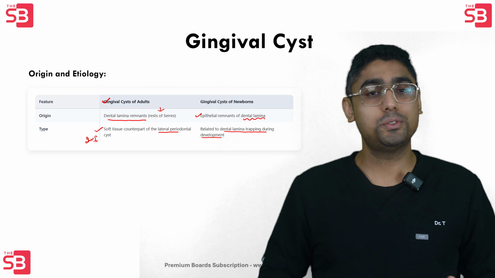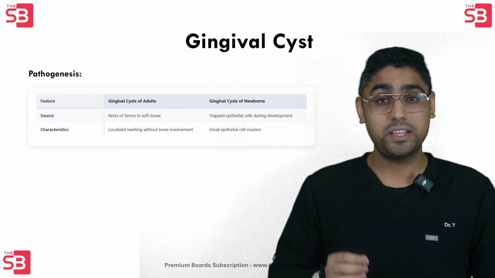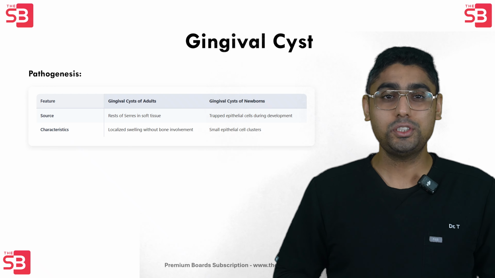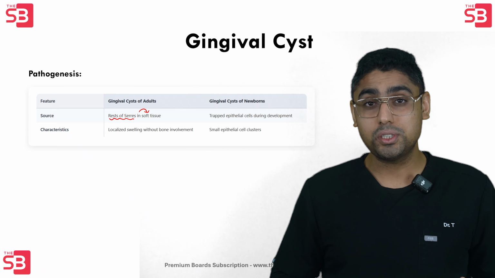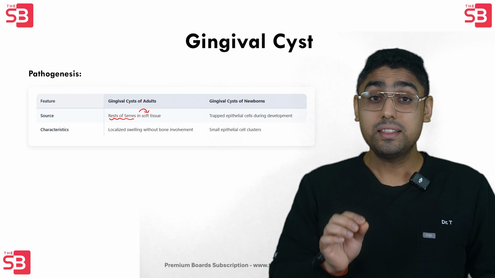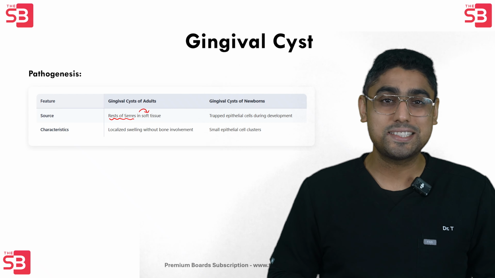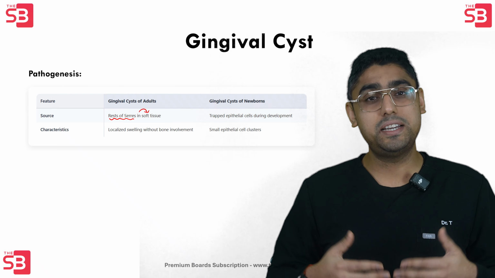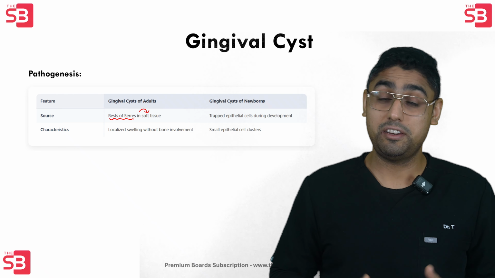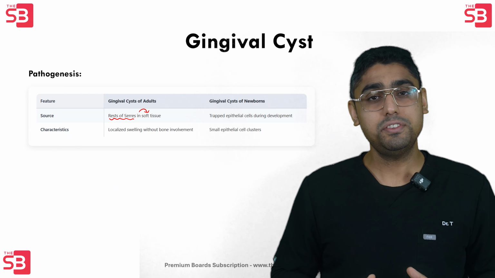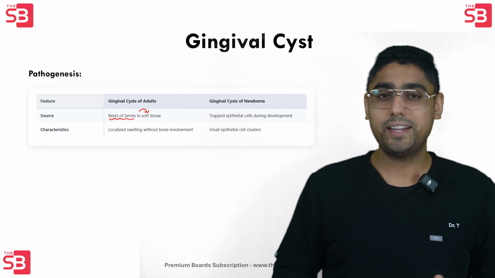Now let's talk about the pathogenesis, how exactly these cysts actually form. Now the epithelial rests of Serres remain under the soft tissue periodontium, and under certain stimuli, possibly mild irritation or pressure, they begin to multiply. And this cell proliferation creates a fluid-filled space, the gingival cyst. And unlike inflammatory cysts, the development here is entirely benign. That is, it is not caused by any infection. So the key point here is that gingival cysts are not really linked to any inflammatory process, and they tend to remain small and asymptomatic.